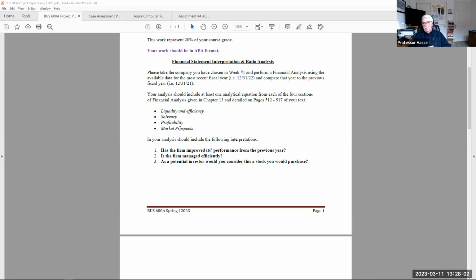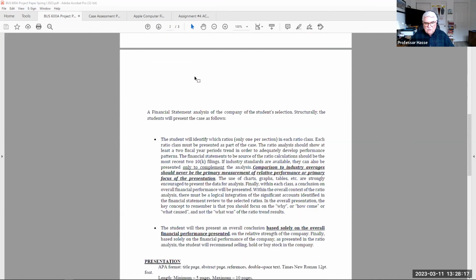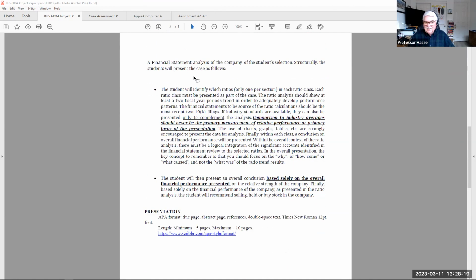Don't say, well, the company had a change in management, so I wouldn't buy stock in this. Your analysis is just based on the information you find in those 4 equations. So after you do that financial statement interpretation, then you basically wrap everything up here. Let me read this. A financial statement analysis of the company of the student selection. Structurally, the students will present the case as follows. You'll identify these ratios per section.